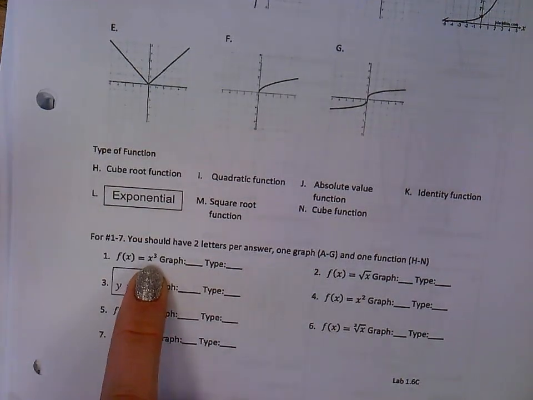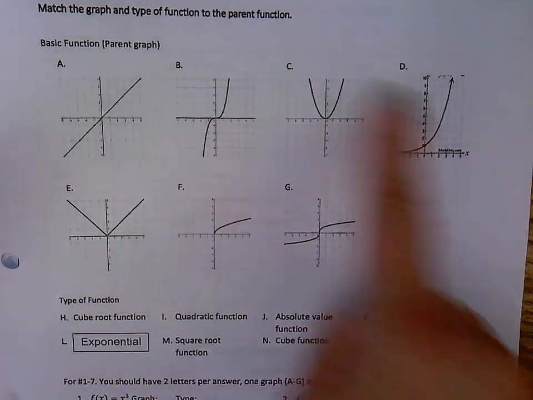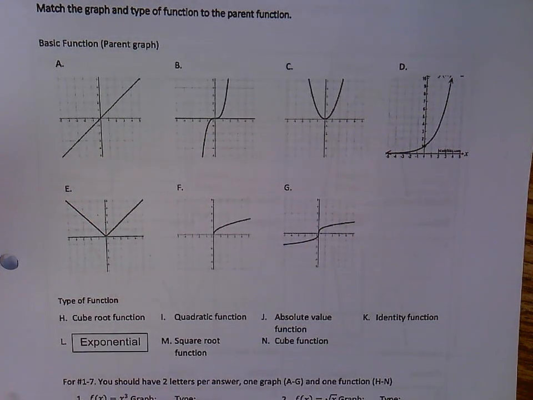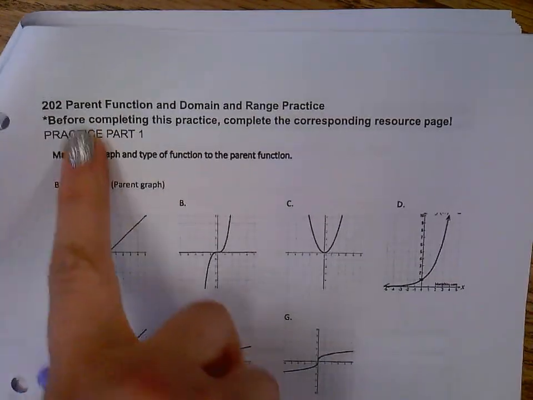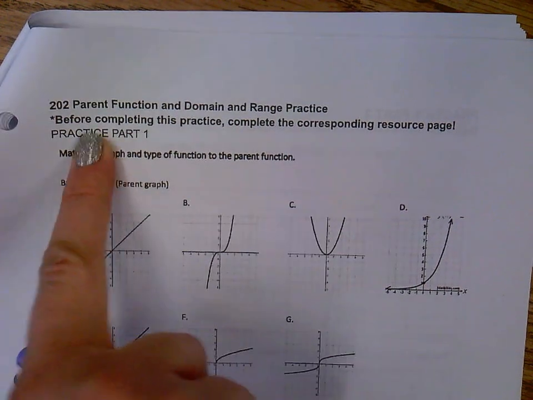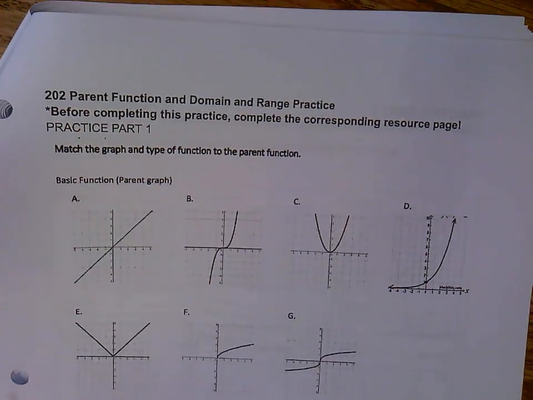From up here, you're going to pick which of these graphs is the x cubed graph. What would I put for number 1? This is page 202, part 1. We're skipping 201. I'm skipping to this parent function, domain and range practice. We're just looking at practice part 1, and then I want to have you do a little calculator activity.